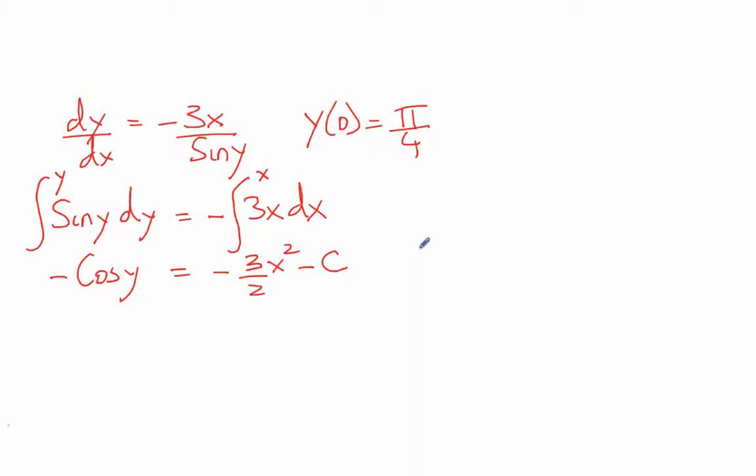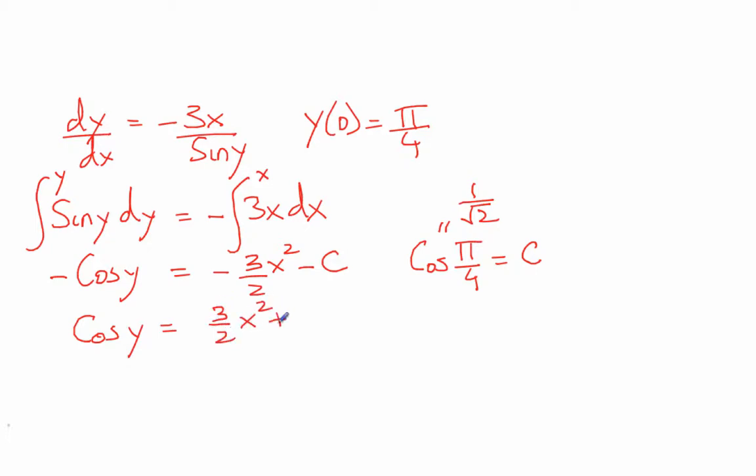When x is equal to 0, we'll have cosine of pi by 4 equal to the constant c, and cosine of pi by 4, we all know, is 1 over square root of 2. So c is 1 over square root of 2, and so we can write our equation as cosine of y is equal to 3 over 2 x squared plus 1 over square root of 2. And so the solution is y equals cosine inverse of 3 over 2 x squared plus 1 over square root of 2.